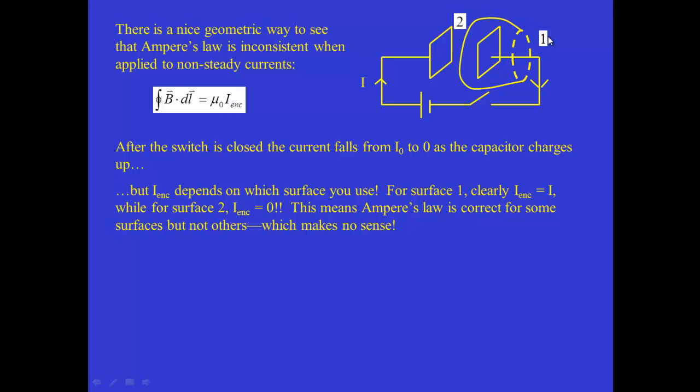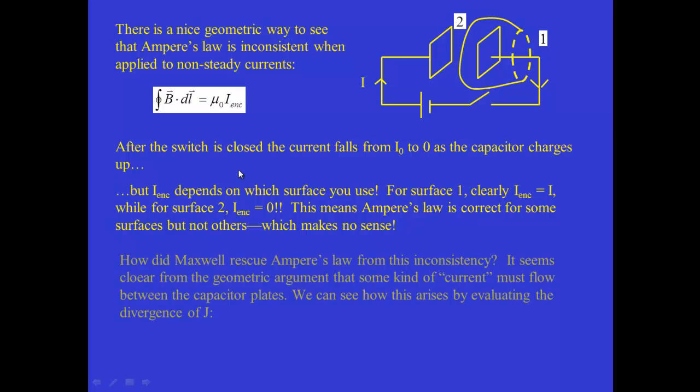And yet, clearly, two different surfaces here would give me two different results on the right-hand side. Ampere's law is inconsistent, and that makes no sense. So what did Maxwell do? Well, he realized that in order to make Ampere's law consistent, there must be some kind of, I'll put it in parentheses in quotations, current. There must be some kind of physical quantity that acts like a current that's flowing between the capacitor plates.